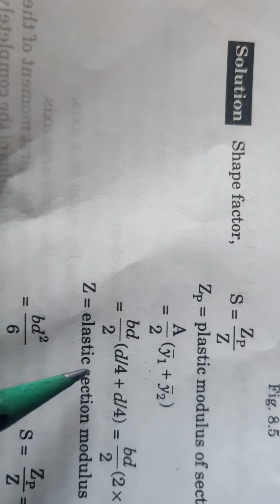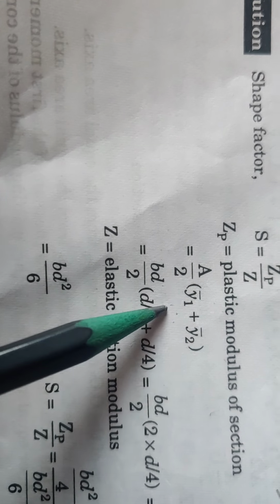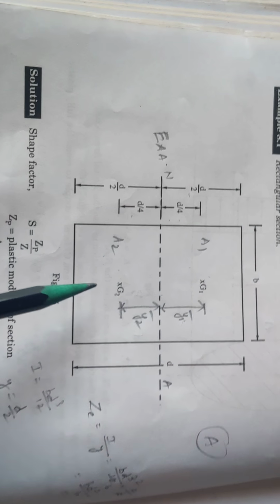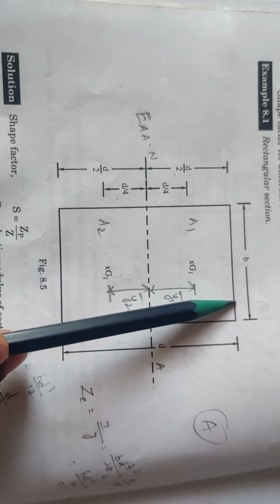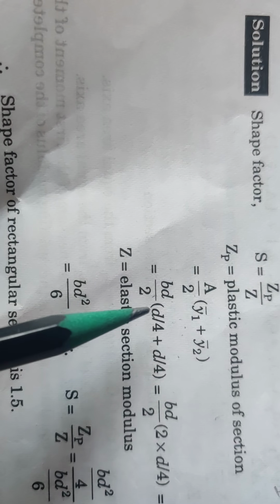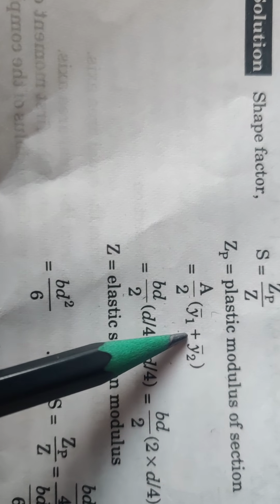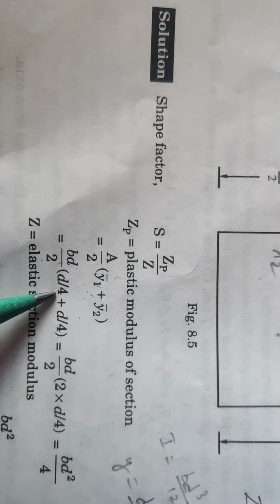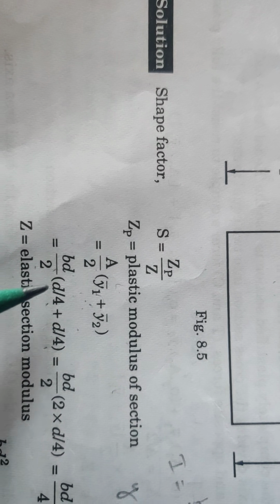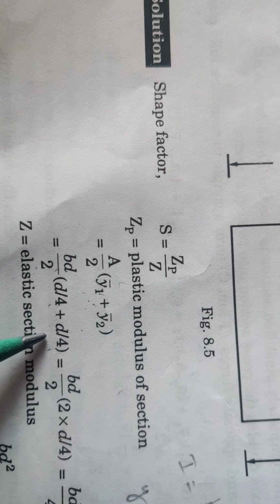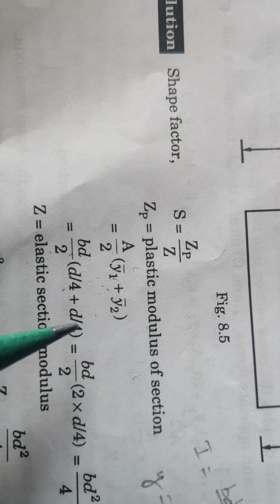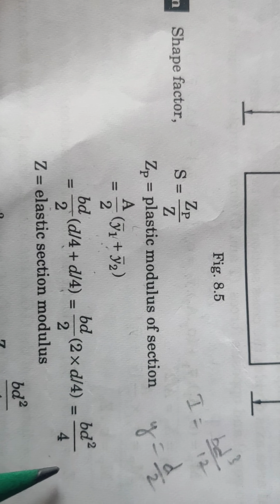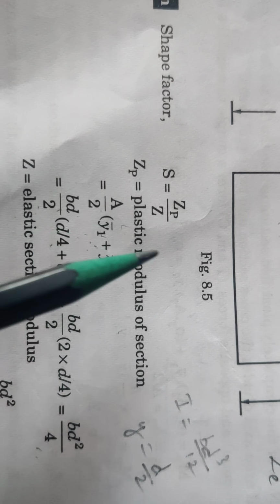Now we put the values here. A by 2 into (Y1 bar plus Y2 bar), where area A is the total area of the figure, the rectangle, so b into d. So bd divided by 2 into (d by 4 plus d by 4), that is bd by 2 into 2d by 4. The 2s cancel, and we get bd square by 4. So Zp is equal to bd square by 4, and then we have to calculate Z.